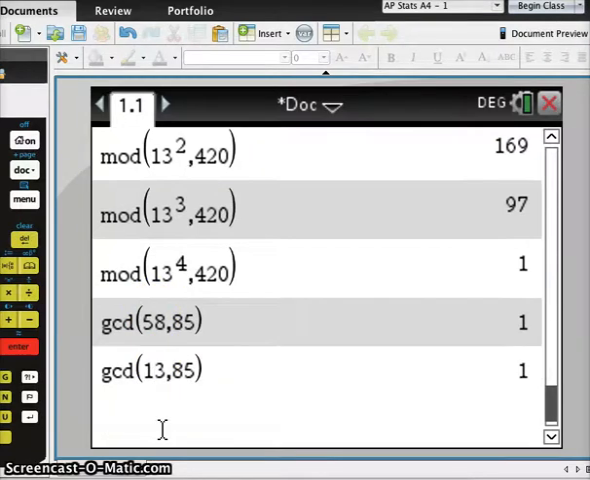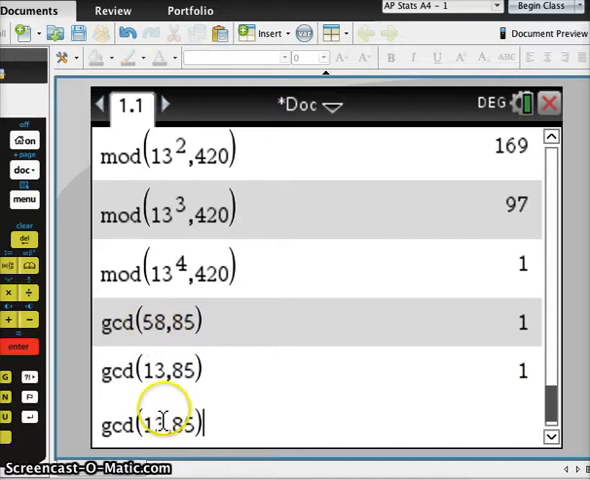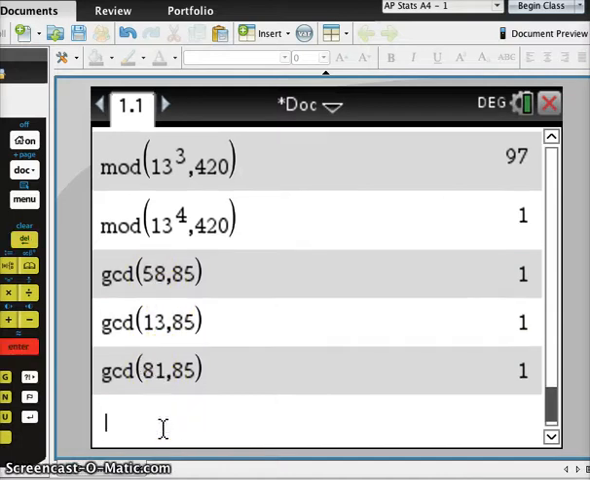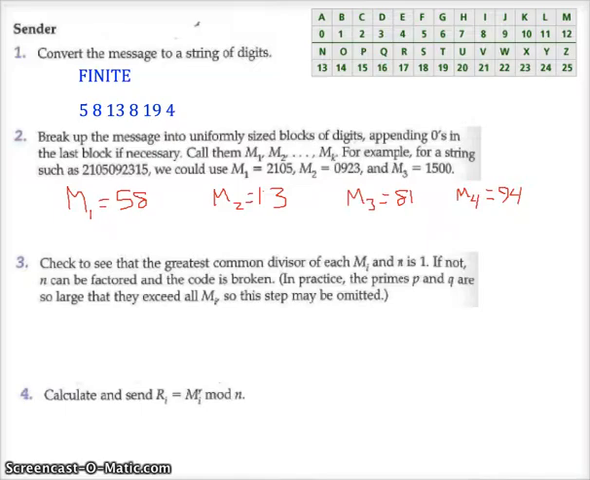13, that's going to work. 81 and 94. I think we're fine. If you chose really big primes in the beginning to get that N, if you chose really big primes for your P and Q, there's no way this is going to have any common factors. It's just going to be too rare for that to happen, so you shouldn't have to worry.